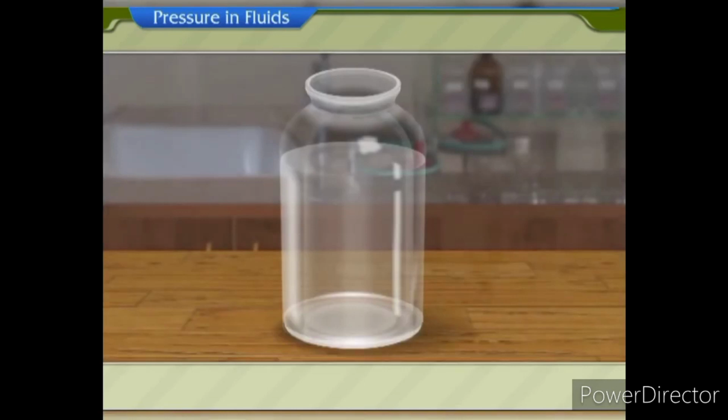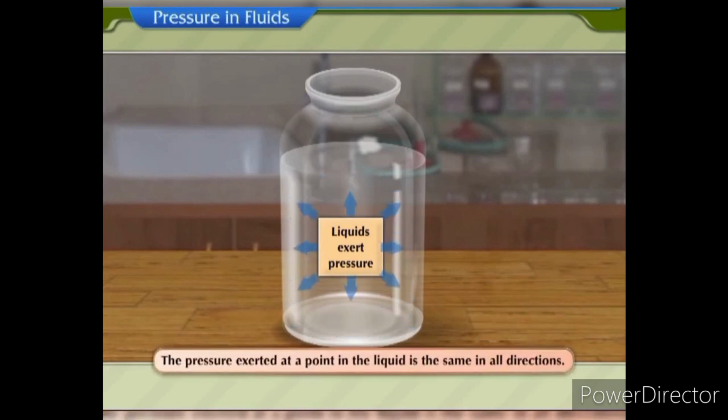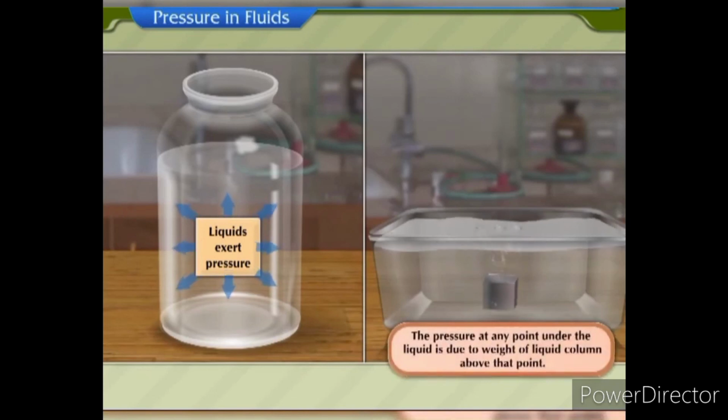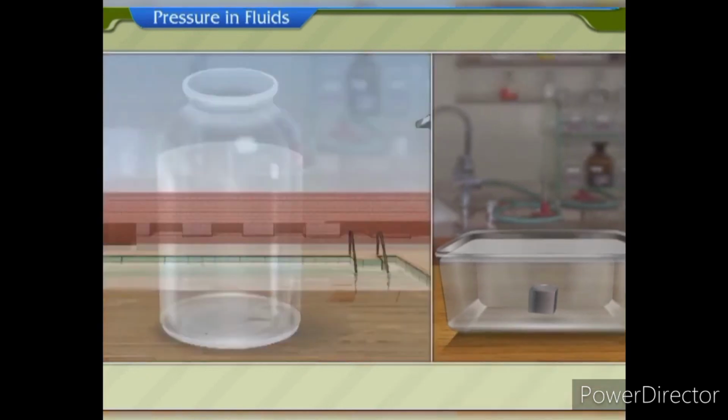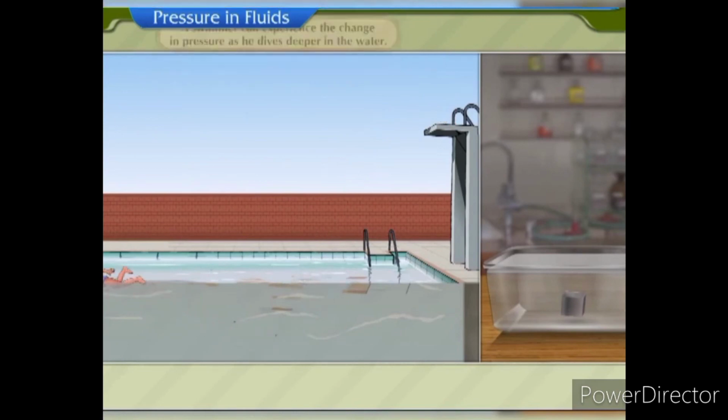Like gases, liquids also exert pressure. Liquids exert pressure on bodies immersed in them. At a point in the liquid, the pressure is the same in all directions. The pressure at any point under the liquid is due to the weight of the liquid column above that point. A swimmer can experience the change in pressure as he dives deeper in the water.